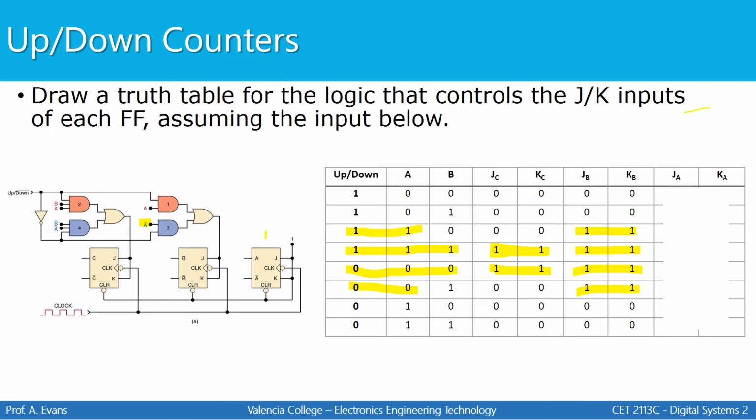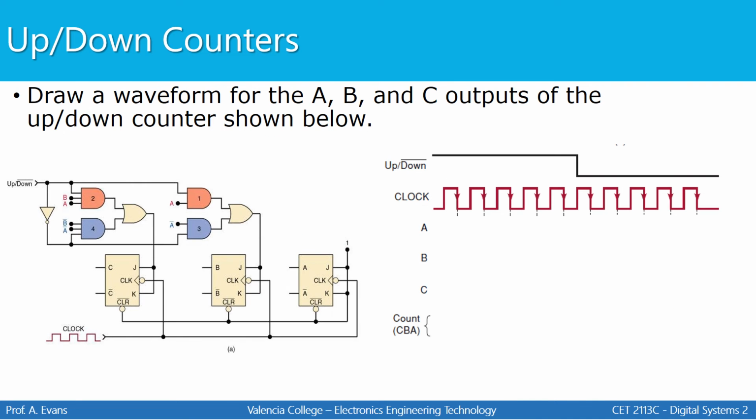Lastly, we can look at flip-flop A, and we can see that the J and K inputs are tied to 1. So that means those inputs are always 1. Now that we have a truth table to understand how this circuit is going to work, the next thing we're going to do is create a waveform to demonstrate that output.